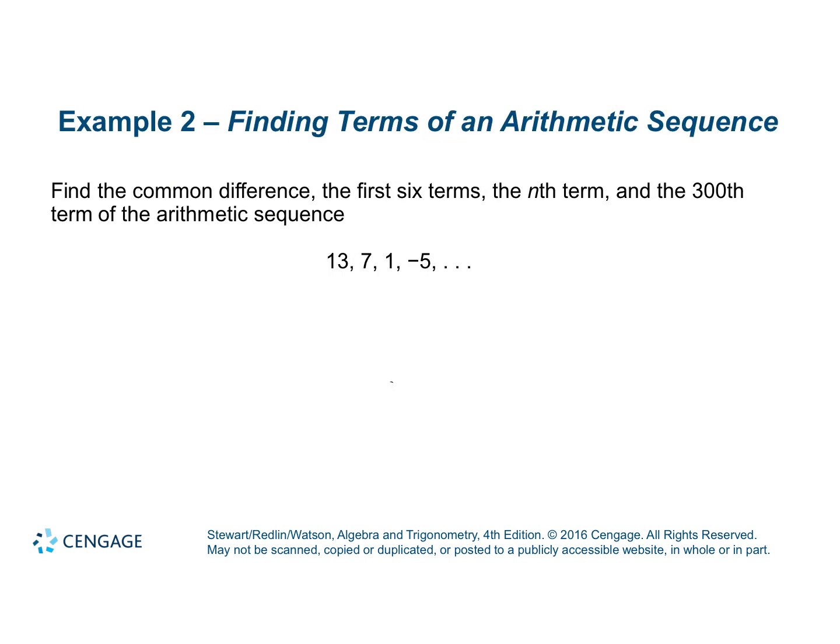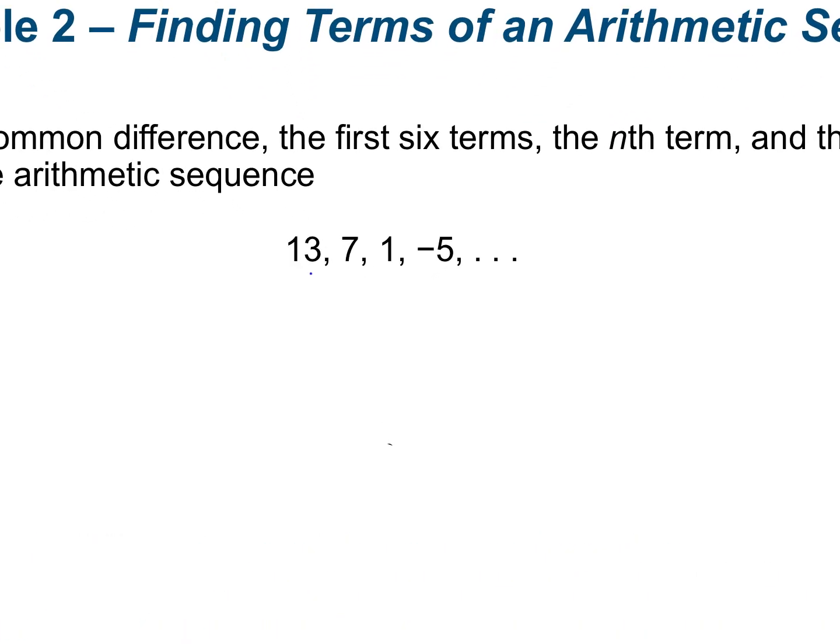Next page, we have example 2. It says find the common difference, the first 6 terms, the nth term, and the 300th term of the arithmetic sequence. So let's start by finding the common difference. What are we adding to get from 13 to 7? Negative 6. We're subtracting 6. So minus 6, minus 6.